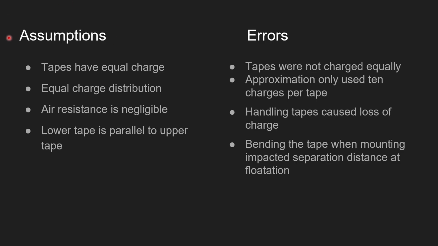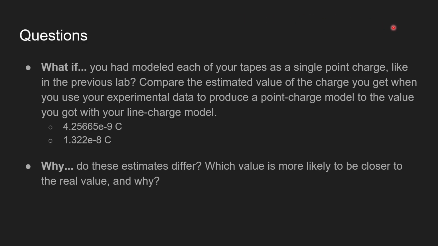For assumptions and errors, we assume the tapes have equal charge distribution, air resistance is negligible, and the lower tape is parallel to the upper tape. These are errors because the tapes were not charged equally. The approximation only used 10 dQ charges per tape, when in reality it's like an infinite line of them. Handling the tapes caused loss of charge, and bending the tape when mounting impacted separation distance because they weren't perfectly parallel. So when modeling the tapes as a single point charge, the charge value you get for each of the tapes is much smaller than the charge value we got in this approximation.